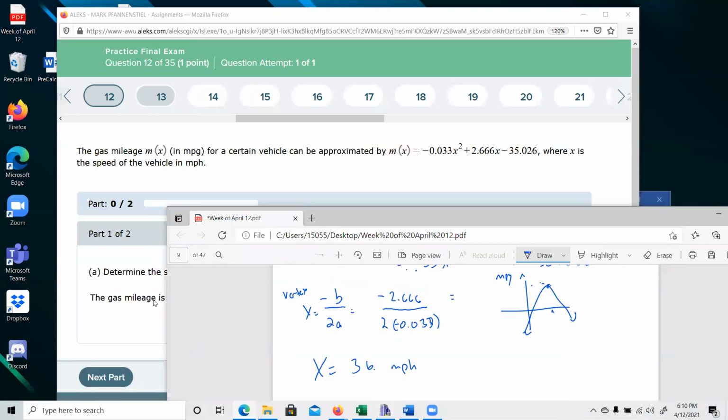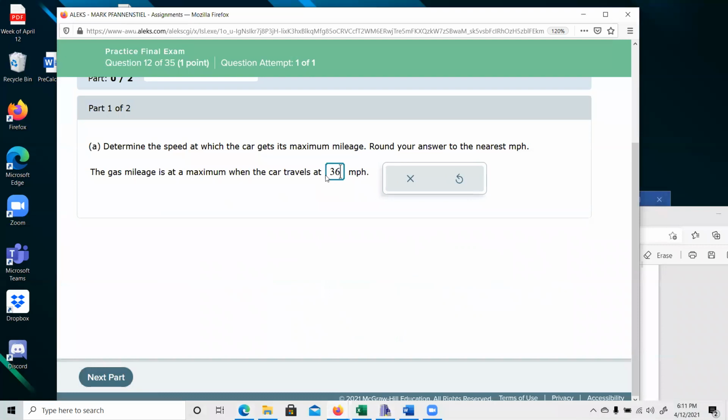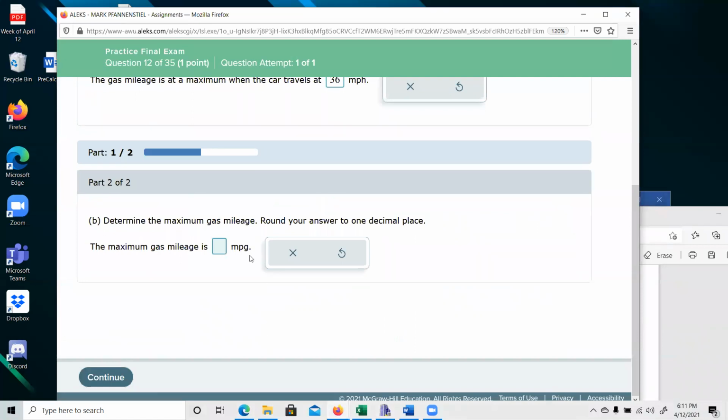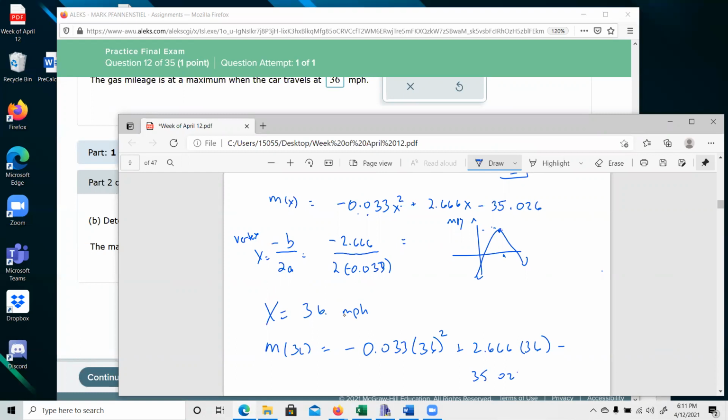Now, the next part, part B, they don't have it on here, but they're going to say, well, you've found that it travels best at 36 miles per hour. What is the gas mileage at that point? Okay, so we're going to take this 36, we're going to plug it back into our formula, right? We're going to do that. So negative 0.033, we're going to have 36 squared here, plus 2.666 times 36 minus 35.026.